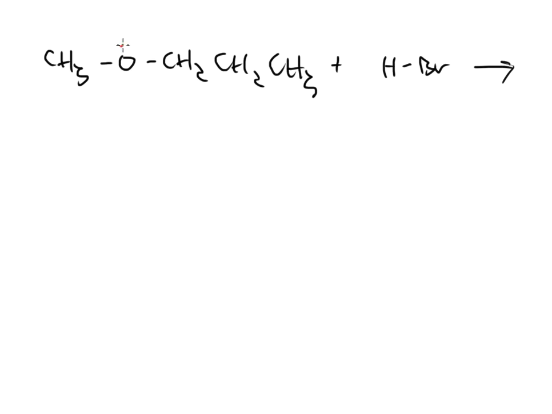Okay, so this oxygen has some free sets of electrons. I can draw those on there. The bromine has some free sets of electrons. I can draw those on there as well. So there they are. And now these two things need to come together. They need to react. How do they do that?